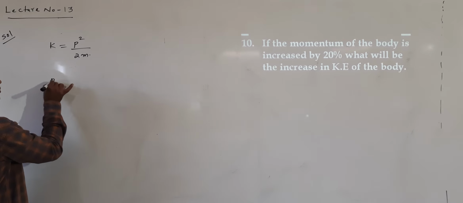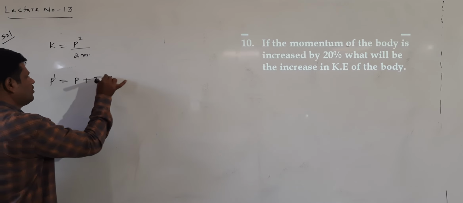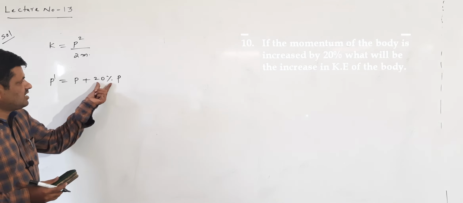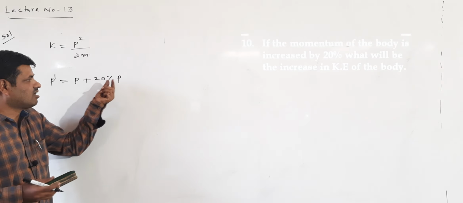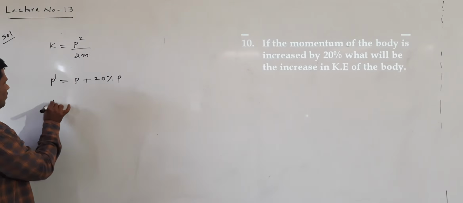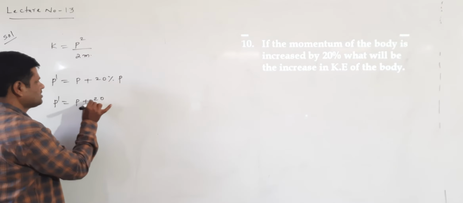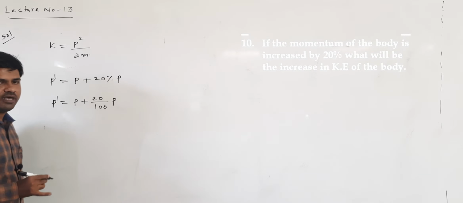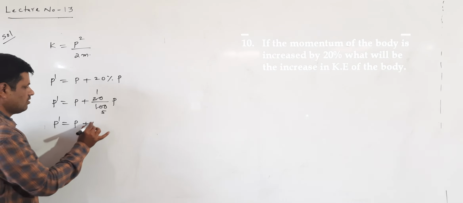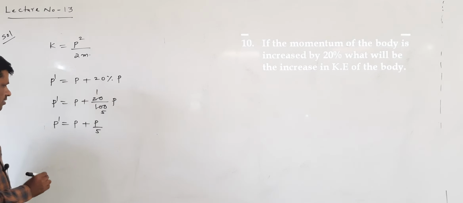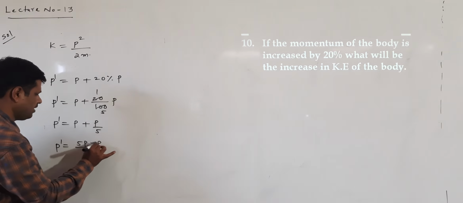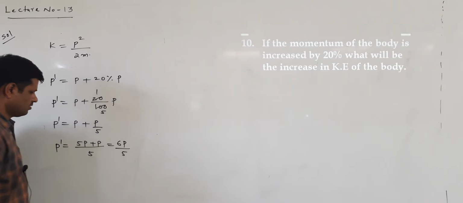So I am writing the final momentum P dash is equal to P plus 20% of P. It means the initial momentum is P, and 20% of the initial momentum is increasing. So P dash is equal to P plus 20 by 100 into P. Clear? Now P dash is equal to P plus P by 5. Taking the LCM 5, P dash is equal to 5P plus P, that is 6P by 5. This is the final momentum.